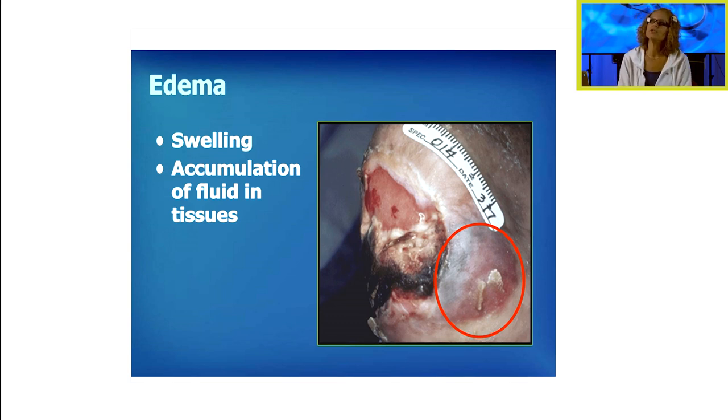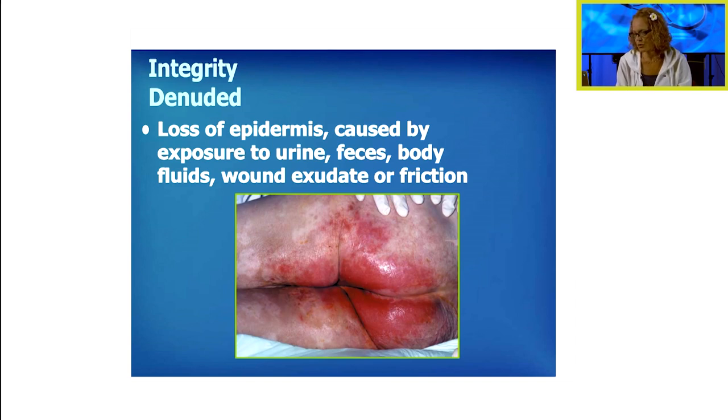And so now we've covered two of my E's in terms of assessing a wound. The two E's that we've come across so far are erythema or redness, and now we're looking at edema or swelling. Okay, and so these are just some other words that we use to assess and define the wound.